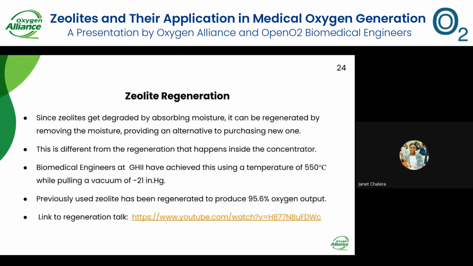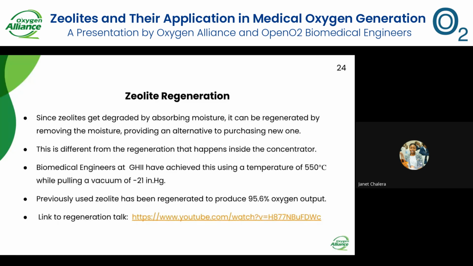And lastly, I will talk about zeolite regeneration. My colleague has explained that zeolite gets degraded when it absorbs moisture. Therefore, it can be regenerated by removing the moisture, thereby providing an alternative to purchasing new ones. This is different from the regeneration that happens inside the concentrator. My colleague explained about regeneration that happens as the purging process is happening, where nitrogen is being removed from the zeolite. That is also known as regeneration. But in this regeneration, we are talking about removing the moisture that has been absorbed by the zeolite.